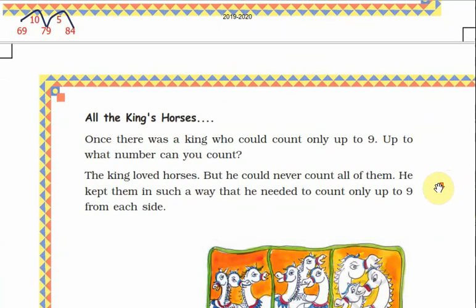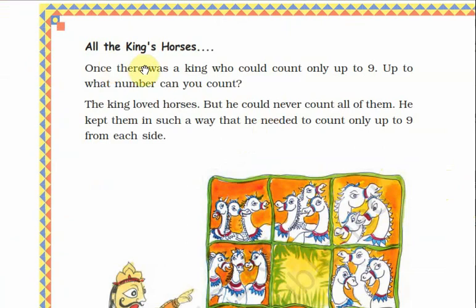Next is all the king's horses. Once there was a king who could count only up to 9. Up to what number can you count? The king loved horses, but he could never count all of them. He kept them in such a way that he needed to count only up to 9 from each side.